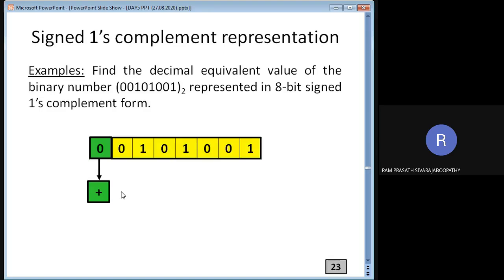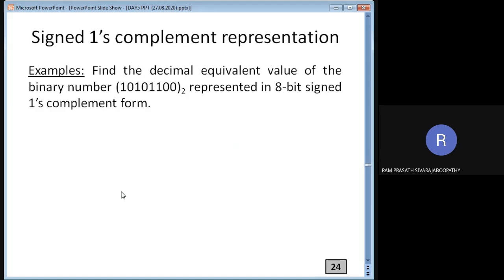0101001. If you convert to decimal, we'll be getting 41 as the answer. When you are typing the answer, we have to include the sign also. So the answer is plus 41. As we are speaking about signed numbers, we have to include plus or minus before the number, at the beginning of the number.